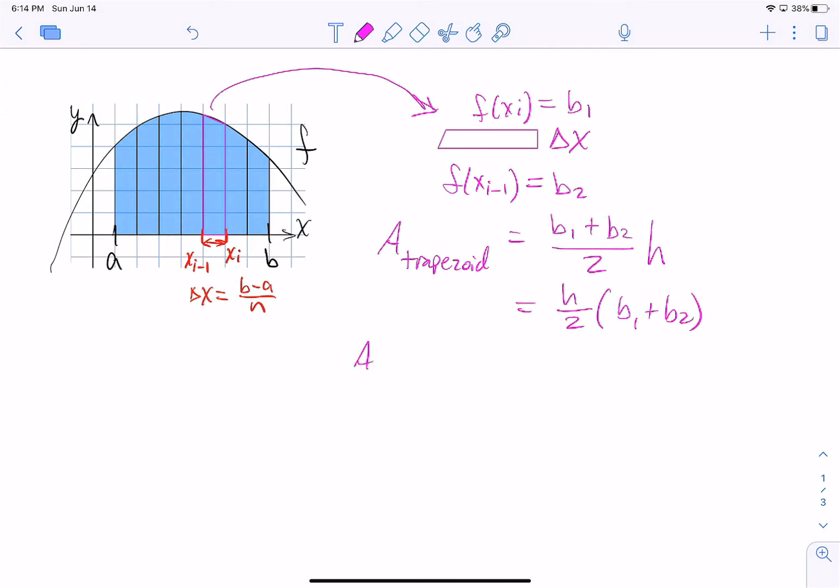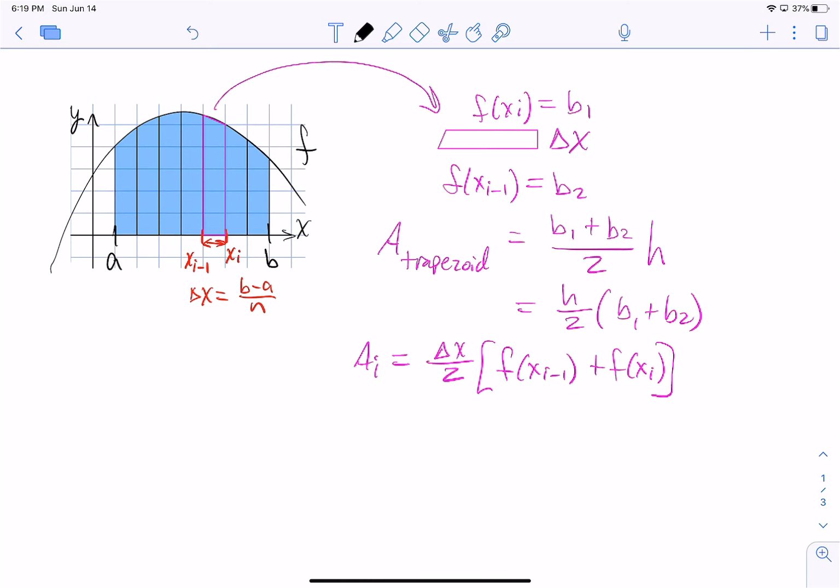In terms of our function and the integral that we're going to be approximating, A sub I, the area of the ith trapezoid, is going to be equal to delta x over 2, because that's the height, over 2, times f of x sub I minus 1 plus f of x sub I. And you'll see I rearranged the order of B1 and B2, but it's addition, so that's fine. With this as our fundamental unit, we can now look at the trapezoidal rule.